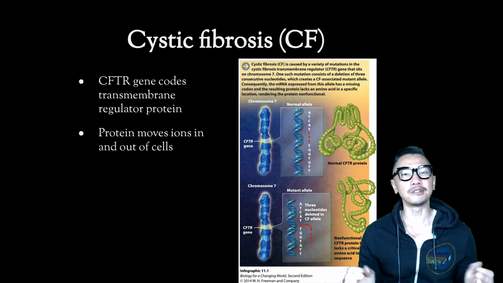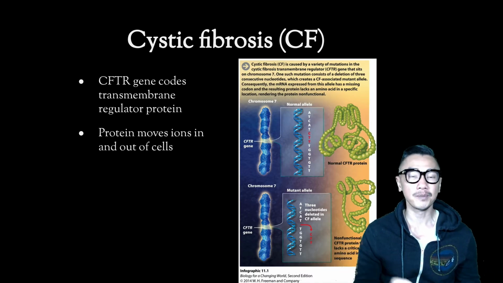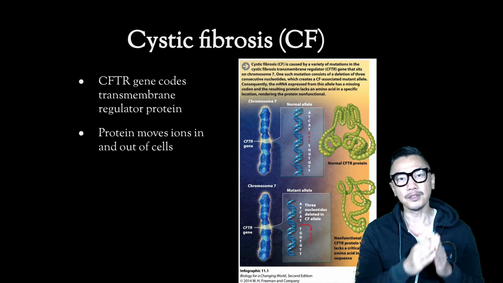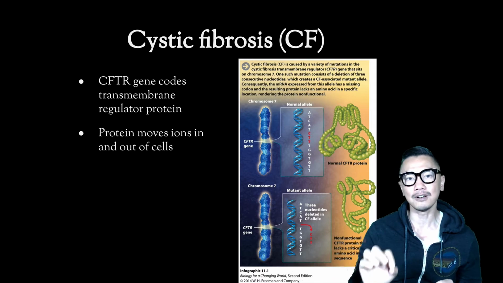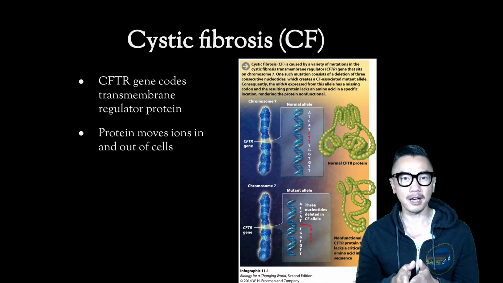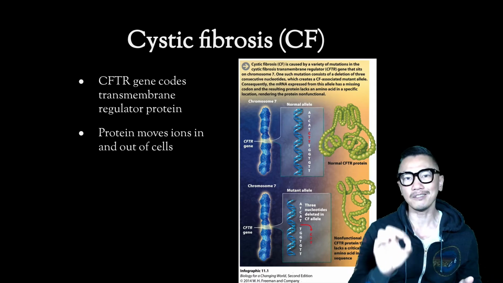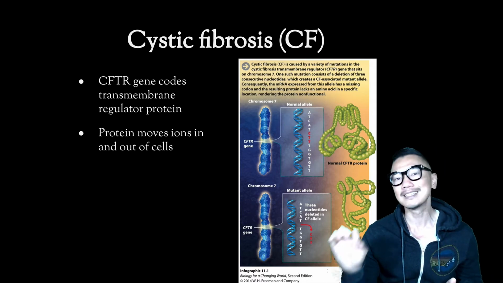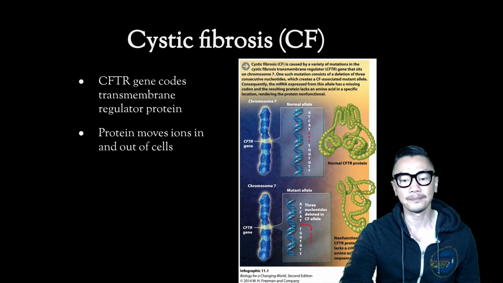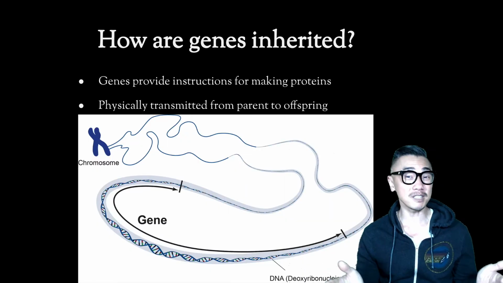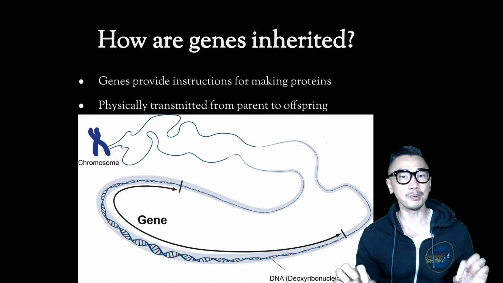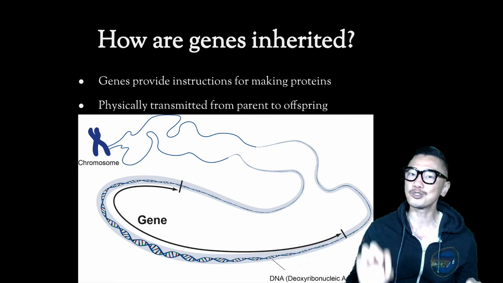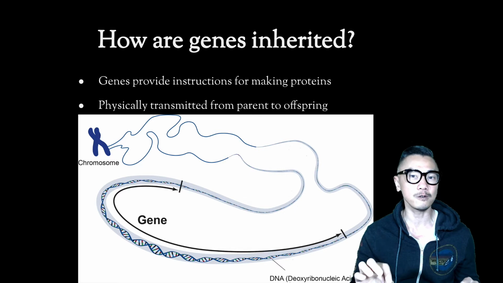The CFTR gene codes for the CFTR protein. CFTR stands for Cystic Fibrosis Transmembrane Regulator. This protein acts like a transport protein and helps ions move in and out of cells. The infographic on this slide reviews how the mutation in the CFTR gene produces a faulty CFTR protein. Genes are sections of DNA on chromosomes that provide instructions for making proteins. In our example, the CFTR gene provides the instructions for making the CFTR protein.